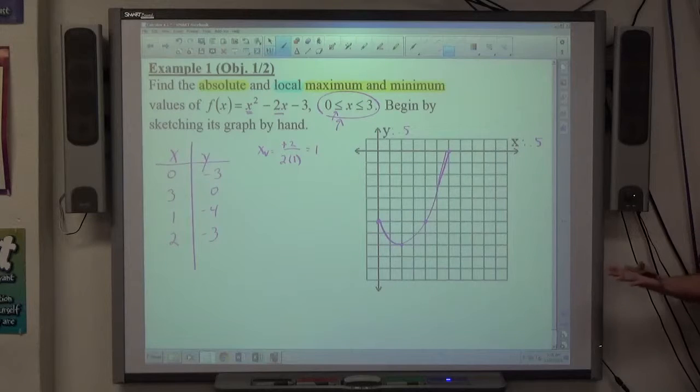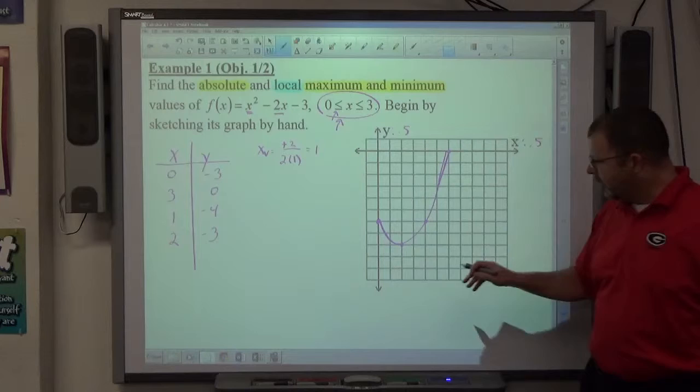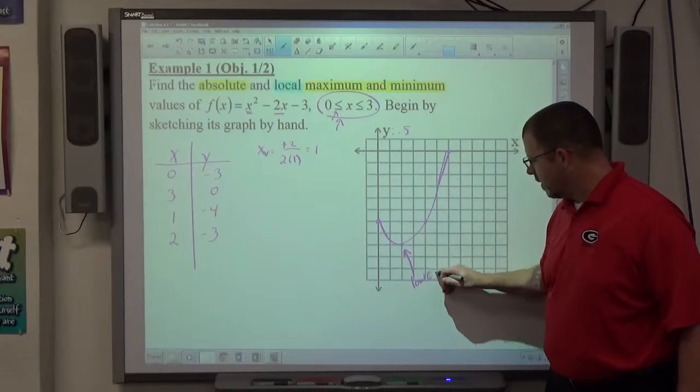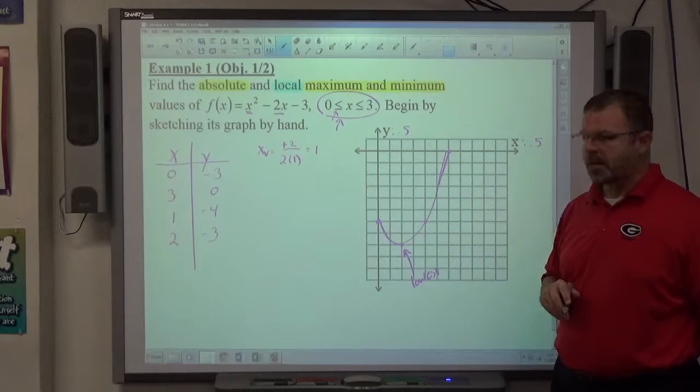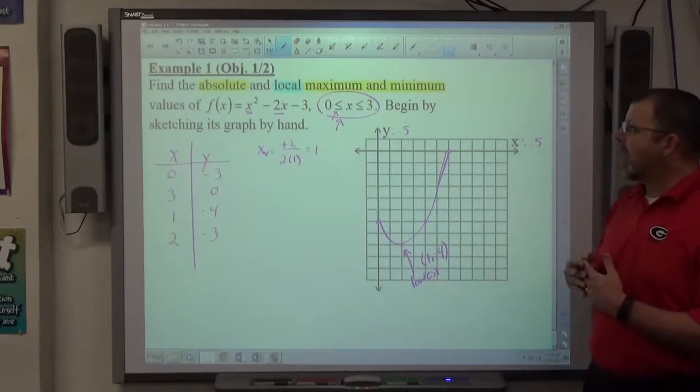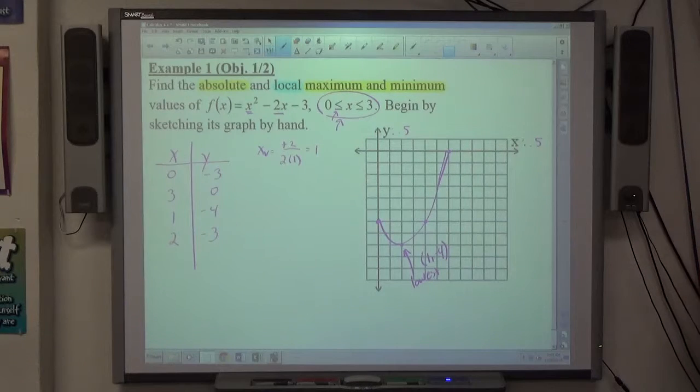So if I've already graphed this thing and I want to identify the absolute and local maximum and minimum values of this function, I can just look at the picture and see these values, okay? The lowest point on the graph is right there. Its coordinates are (1, -4). And when it's asking for the absolute and local maximum and minimum values, they want to know the y values and where they occur. All right?